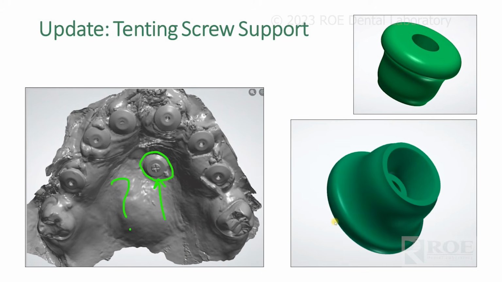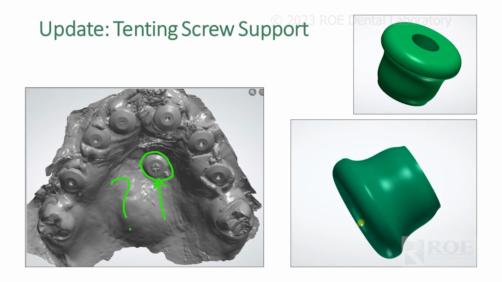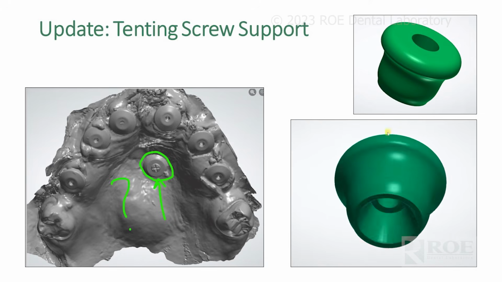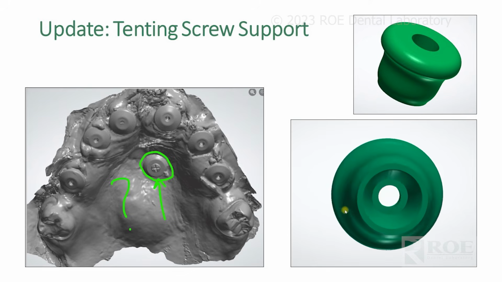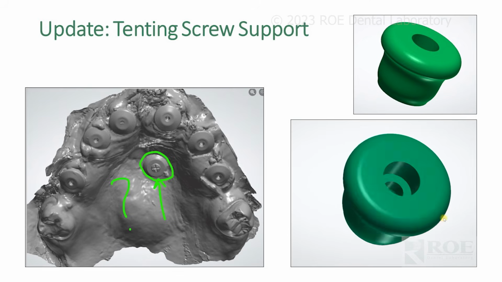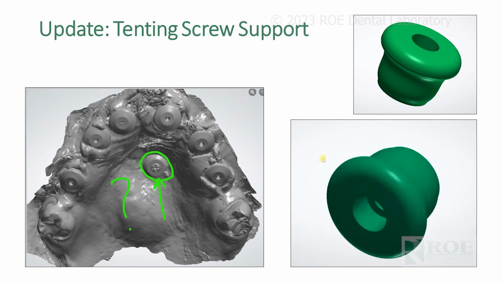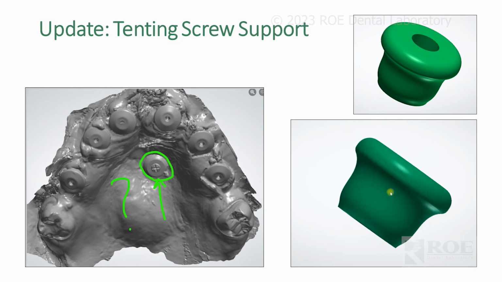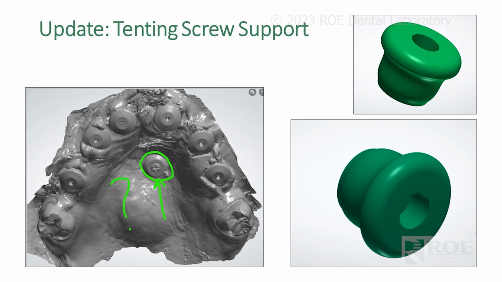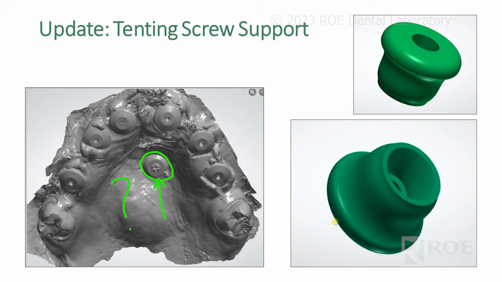Another one is we offer this tenting screw cap. You put your screw through the hole and then you screw it into the palate or other places in the mouth. And then it's a lot easier for the iOS scanner to scan that than it is just a screw head. So we give this for free. Just email us or instant message us. We'll share it with you.